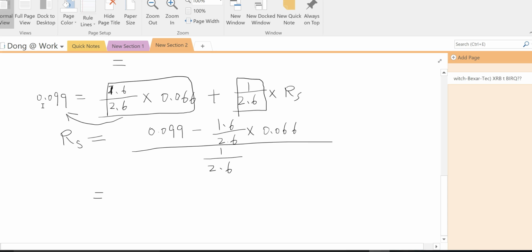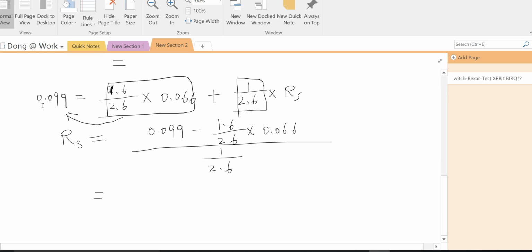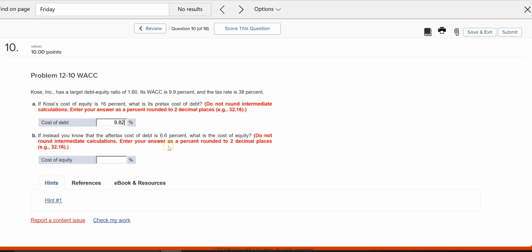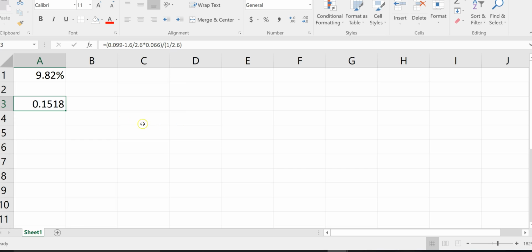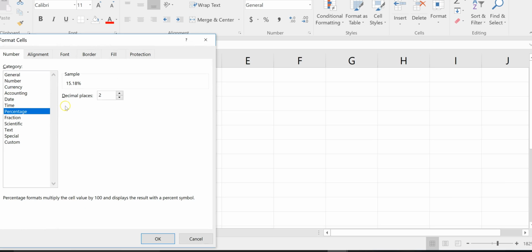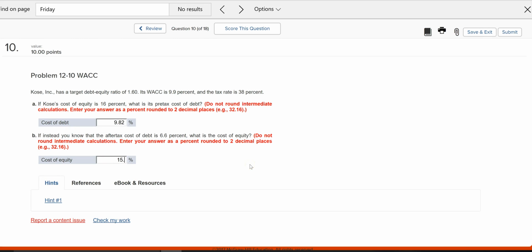0.099 minus 1.6 over 2.6 times 0.066, over 1 over 2.6. So again, if you check the requirement, enter your answer as a percent rounded to 2 decimal places. So I have to change the format of Excel to percentage and then keep 2 decimal places. So the final answer for the cost of equity will be 15.18%. So now let me check my answer.